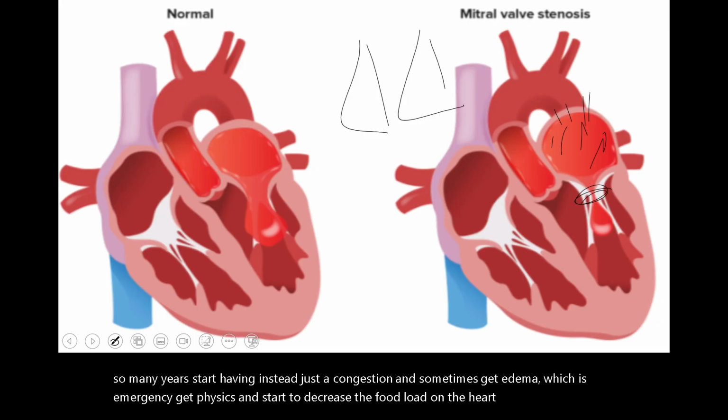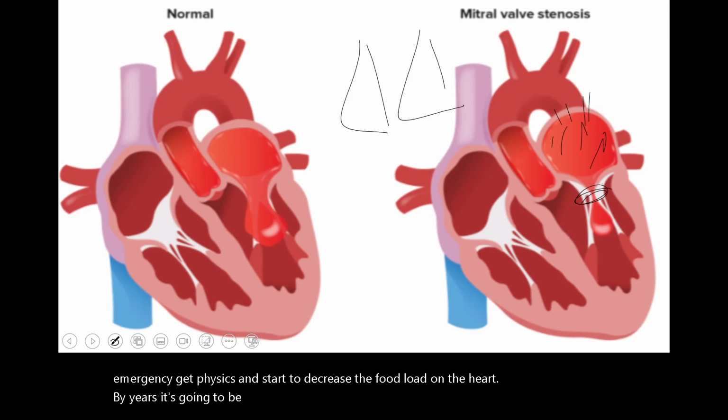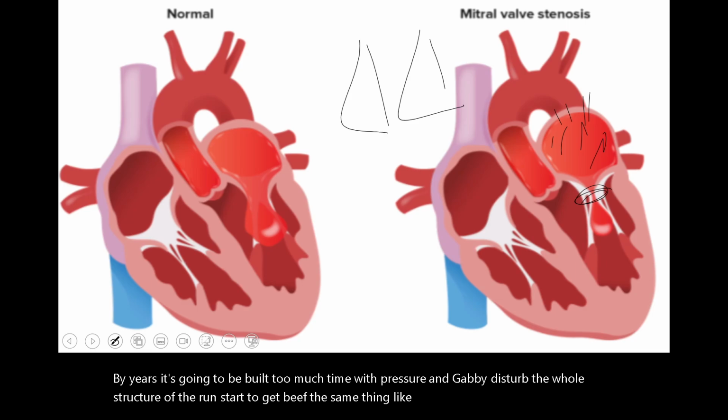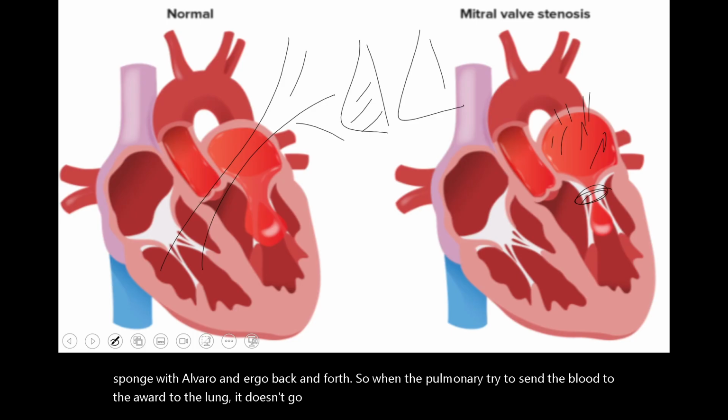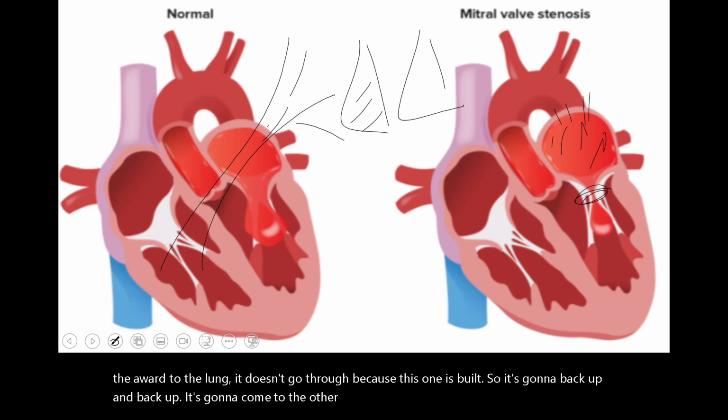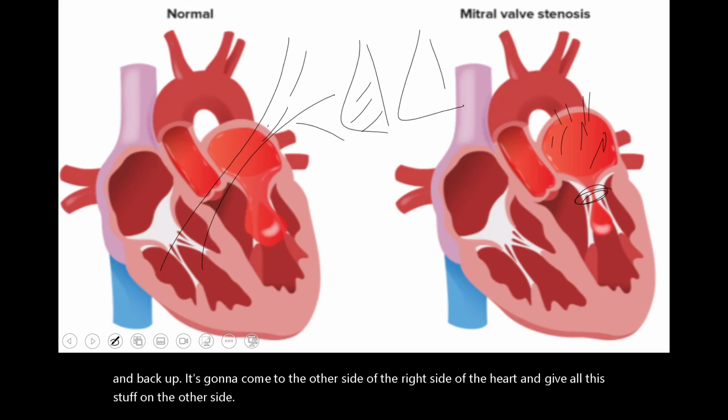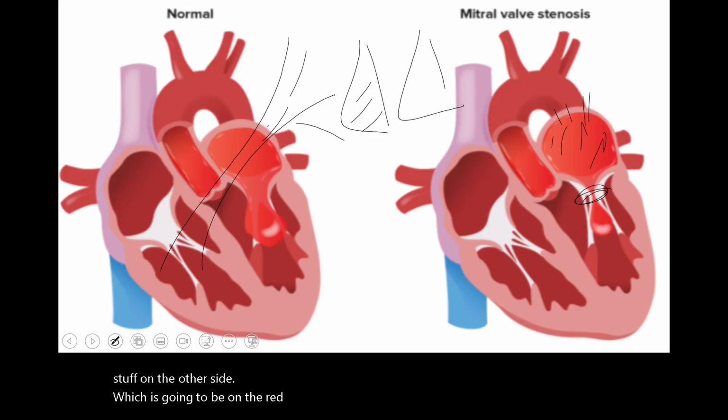By years, it's going to be beefed. Too much time with pressure is going to disturb the whole structure of the lung, and it starts to get beefed, like it is not something like a sponge with alveoli where air goes back and forth. So when the pulmonary artery tries to send the blood to the lung, it doesn't go through because it is beefed. So it's going to back up, and back up, and come to the right side of the heart and give all this stuff on the other side, which is going to be the right side failure.